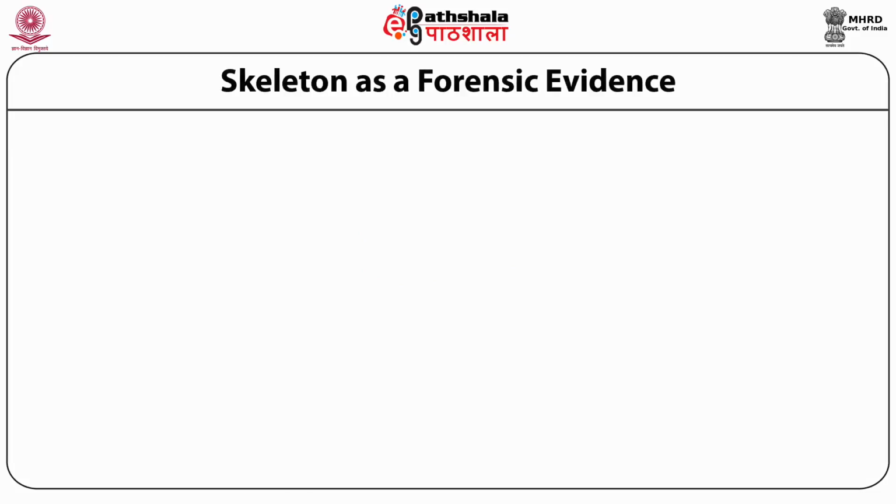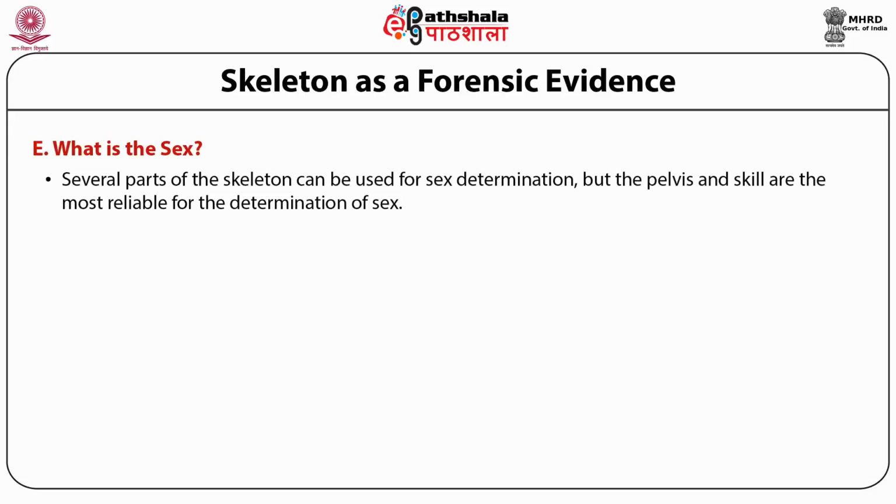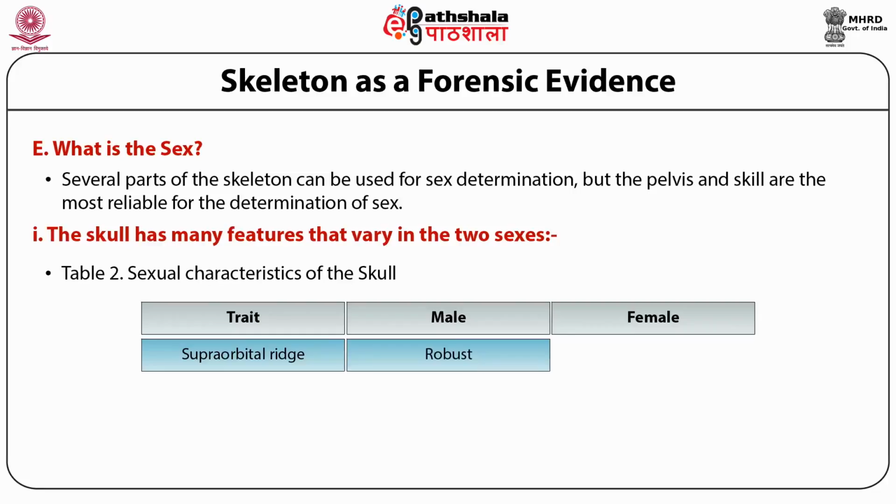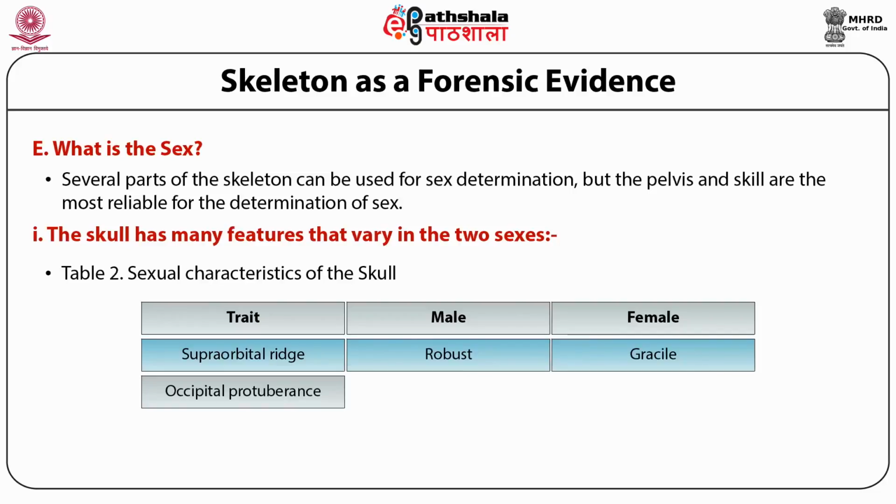Now let's try to find out the answer to what is sex. Several elements of the skeleton can be used by physical anthropologists for determination of sex in an adult, but the pelvis and skull are the most reliable elements for determination of sex. For example, the skull has many features that vary in the two sexes. Like the supraorbital ridges, the ridge above the eye. In the case of male, it is robust, while in the case of female, it is gracile. Similarly, the occipital protuberance, that is the base of the skull, in the case of male is robust, again gracile in the case of female.